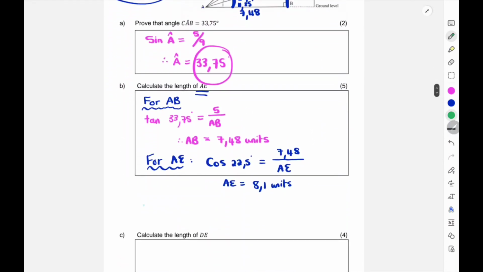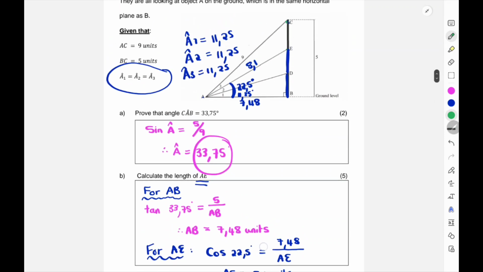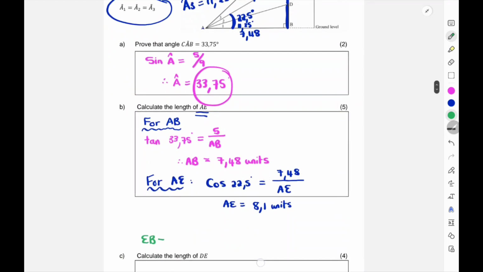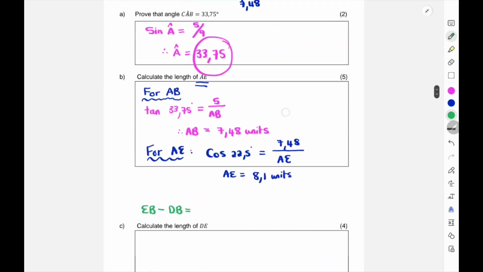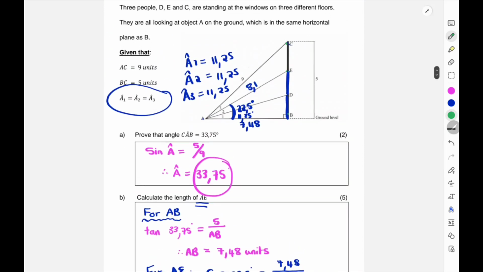So EB minus DB will give you DE, which they are looking for. So we need to look for the length of EB. So let me do that in that triangle.